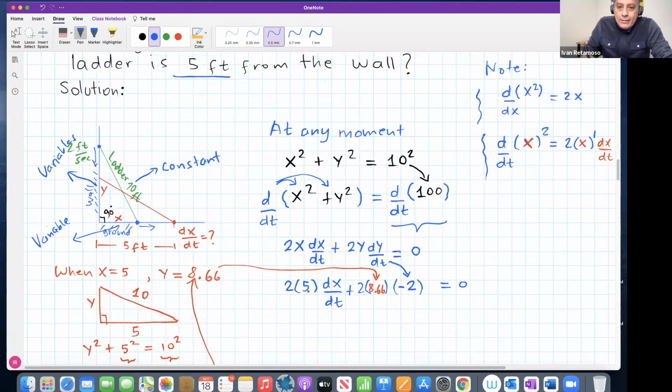Finally, now everything is ready for us to solve for dx/dt. So now solve for dx/dt.